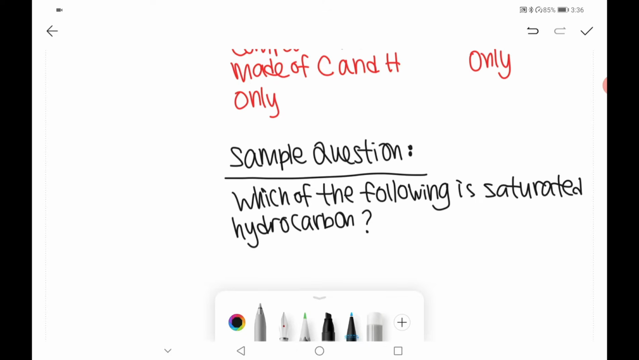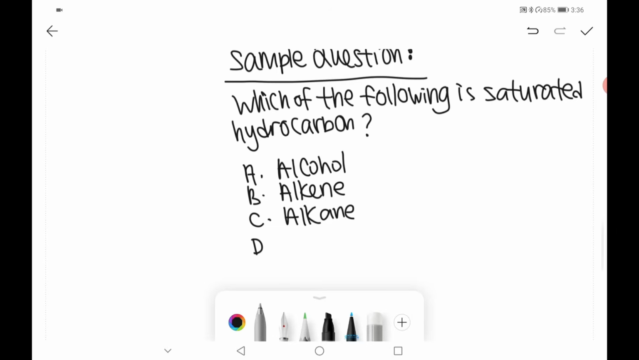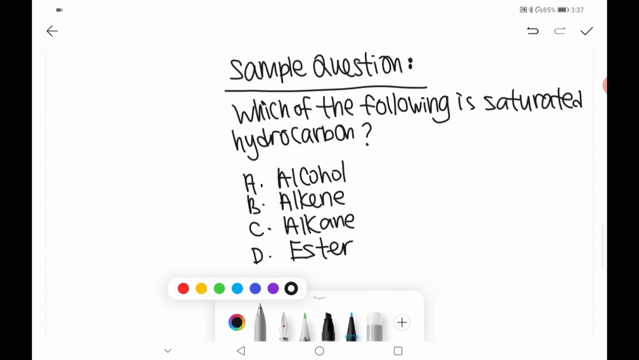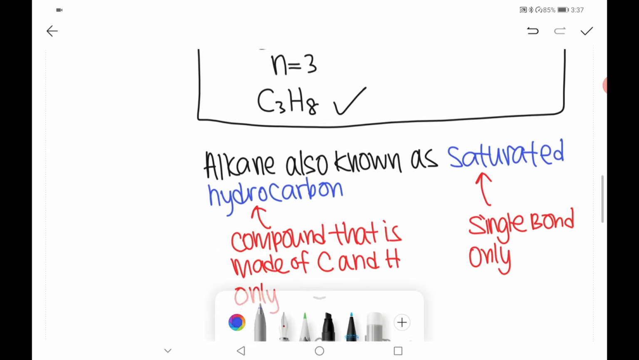Let's say answer A is alcohol, answer B is alkene, answer C is alkane, and answer D is ester, for example. Whenever you see the words saturated hydrocarbon, they are referring to alkane. Make sure you know this. Think about saturated hydrocarbon, think about alkane. This is something very important.